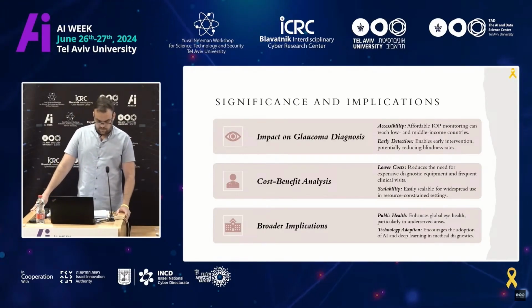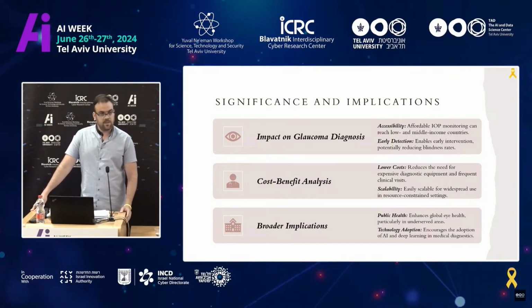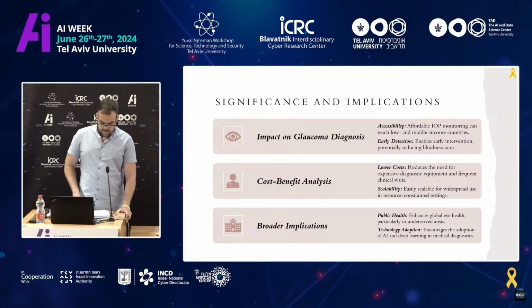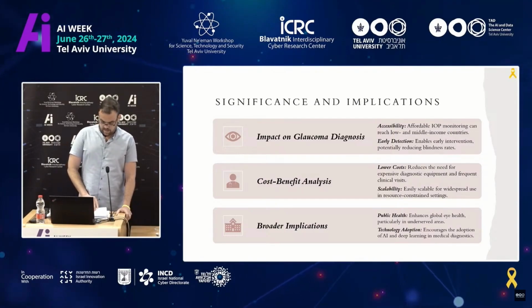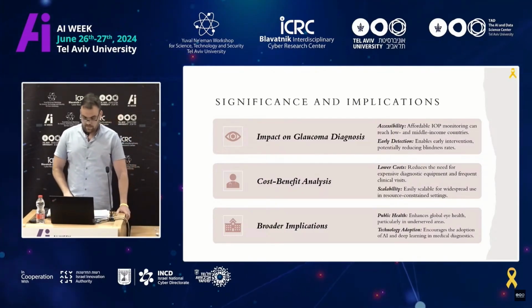The significance of our research is profound. Affordable IOP monitoring can significantly improve glaucoma diagnosis in low and middle income countries by making it accessible for more people. This cost comparison chart illustrates the reduced cost of our method compared to the traditional one. The broader implications include enhanced global eye healthcare and the promotion of AI and deep learning adoption in the medical area.